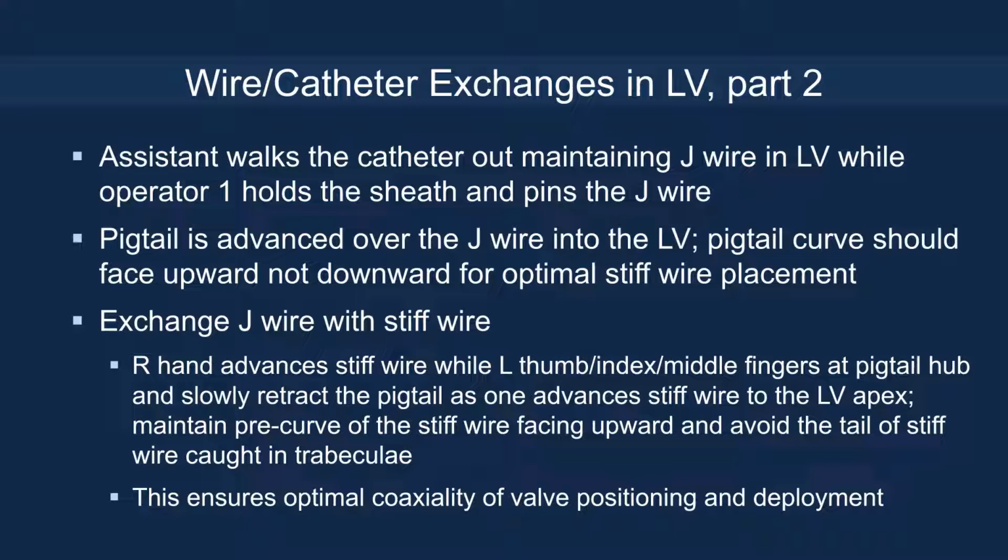And when you exchange the J-wire with the stiff wire, your right hand advances the stiff wire while your left thumb, index, and middle finger are at the pigtail hub, and slowly retract the pigtail as you advance the stiff wire towards the LV apex. You try to maintain the pre-curve of the stiff wire facing up to avoid the tail of the stiff wire getting caught in the trabeculae. And this ensures the maximal coaxiality of the valve positioning and deployment.